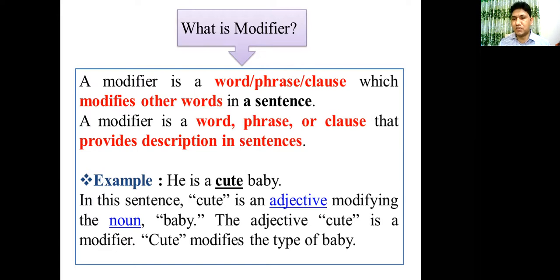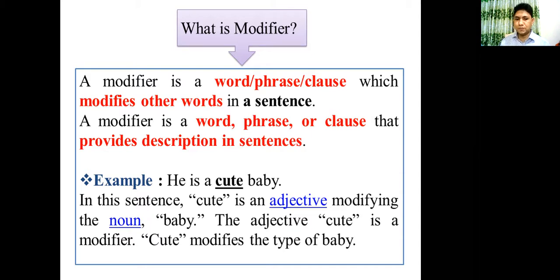So what is the function of a modifier? What is the use of a modifier? You see, a modifier modifies other words in a sentence. We can say a modifier is a word, phrase or clause that provides description in sentences. That means a modifier basically provides description in sentences, or we can say a modifier adds or provides extra information in a sentence.